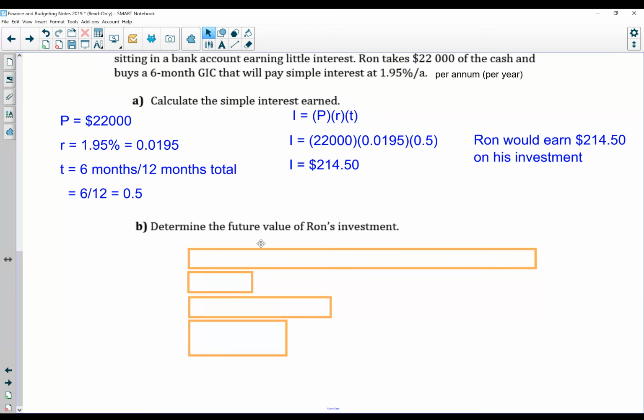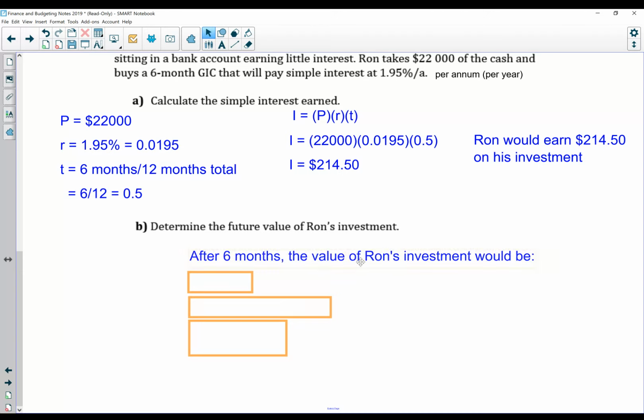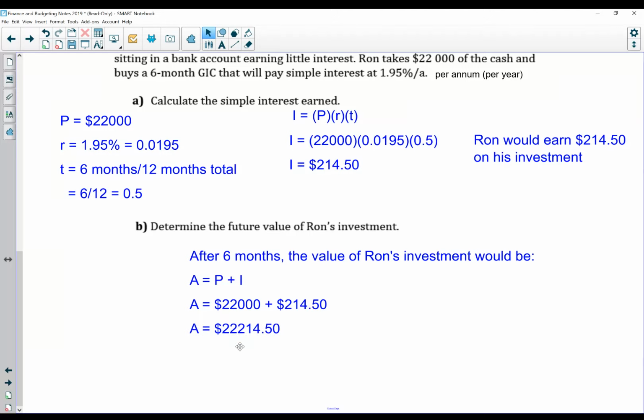Part B says, determine the future value of Ron's investment. Well, the future value will be my total amount. So I'm going to take my principal and my interest and add them together. After 6 months, the value of Ron's investment would be the amount. So it's going to equal the principal plus the simple interest. The amount will be 22,000 plus 214.50, which is $22,214.50. That's the future value, or the amount, of Ron's investment.